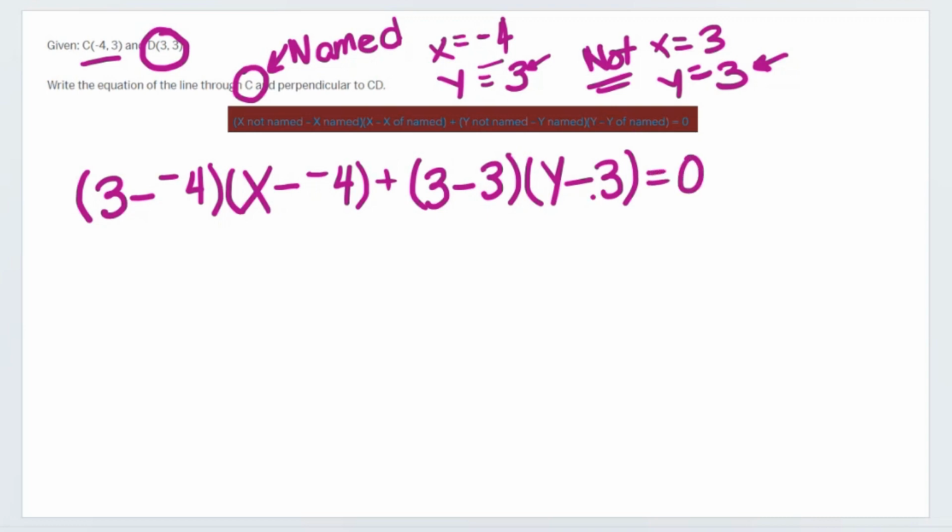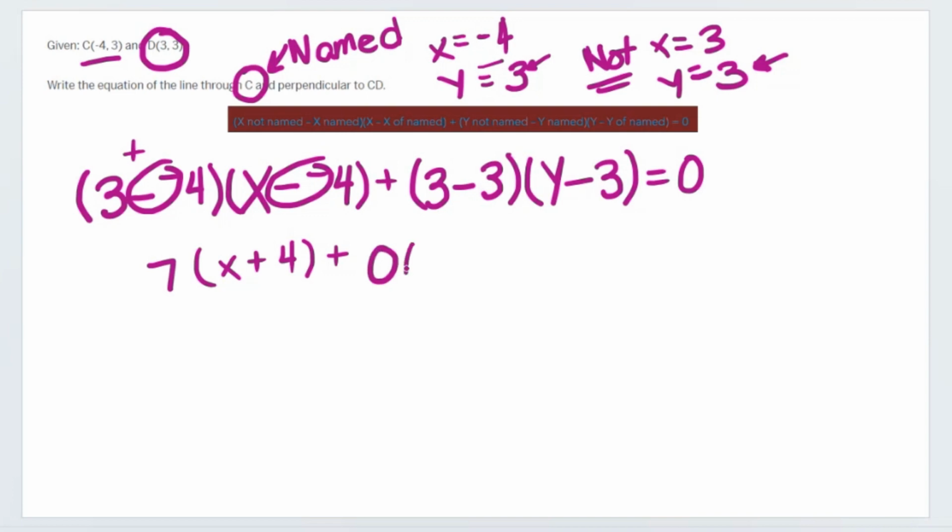All right, now I can go about simplifying my problem. I have 3 minus a negative, we know means to add. 3 plus 4 is 7. I'm going to bring down this parentheses. Minus a negative means to add. x plus 4 plus 3 minus 3, oh, that's 0. Bring down the y minus 3, which will equal 0.